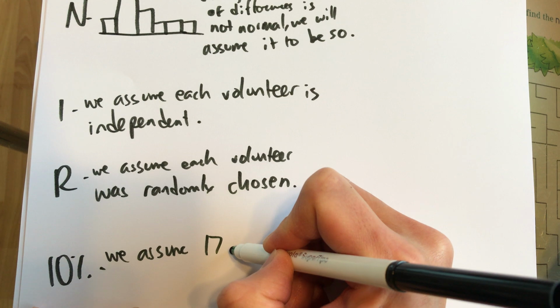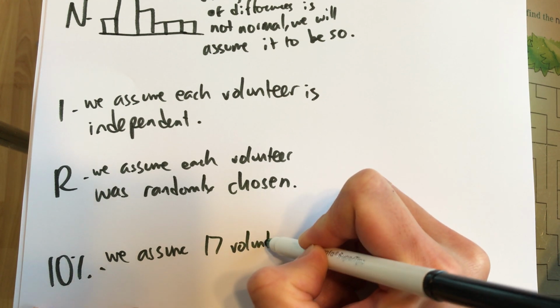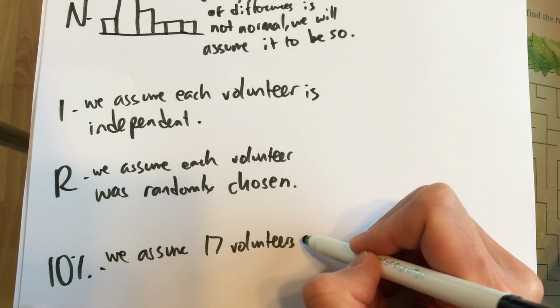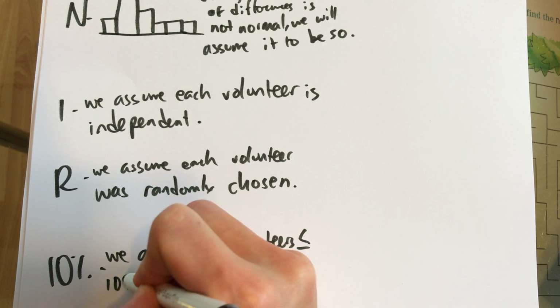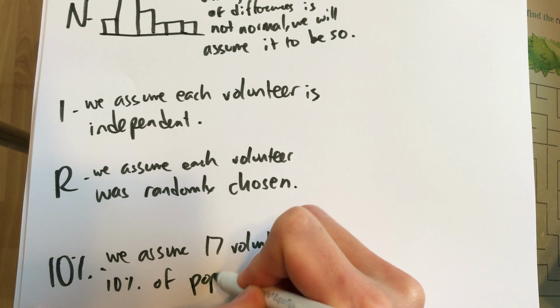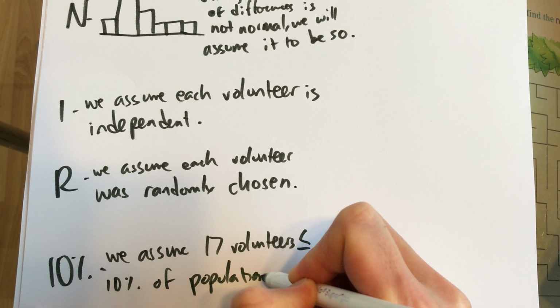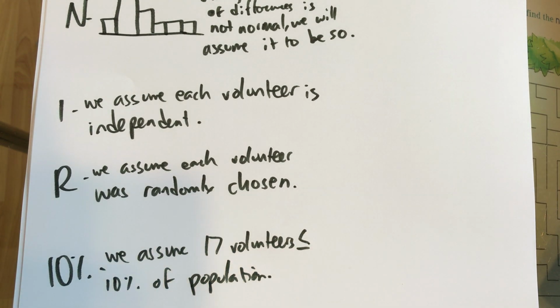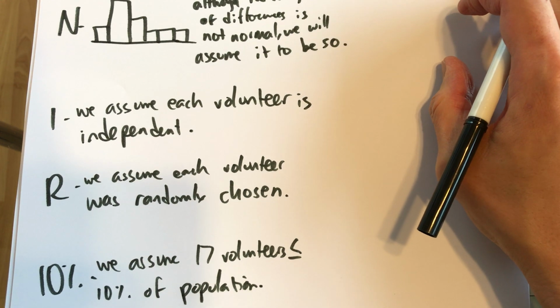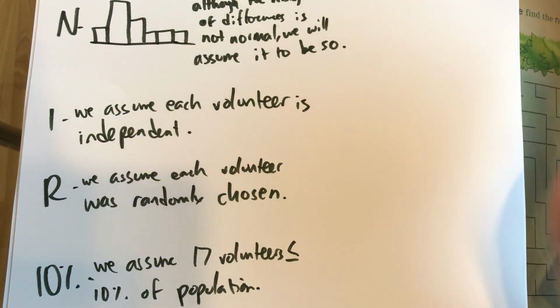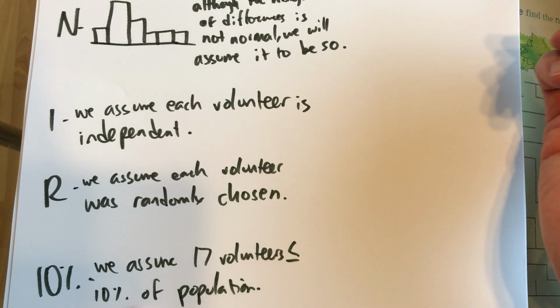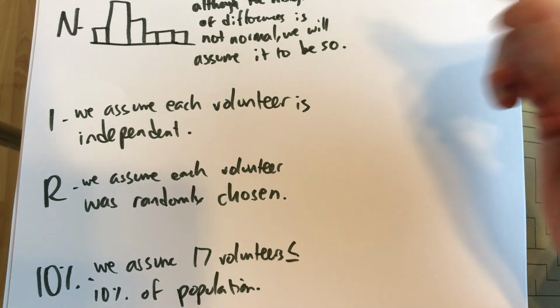And we assume that 17 volunteers is less than or equal to 10% of the population. So the population is unclear. Are we talking about like the world in general, like all people? Are we talking about just Marshall students? Are we just talking about AP Stat students? We don't know, so we're just gonna say 10% of the population, whatever that is, okay?